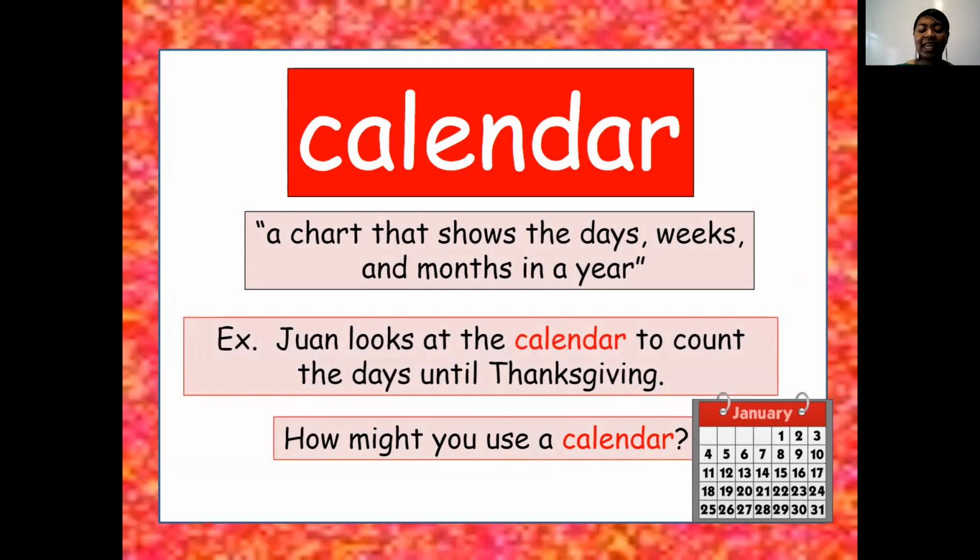That's right, you can count the number of days in a week. And how many days are in a week? 7 days. You can count the number of weeks. You can figure out when a holiday is upcoming. Those are some fantastic things that you can do with the calendar.